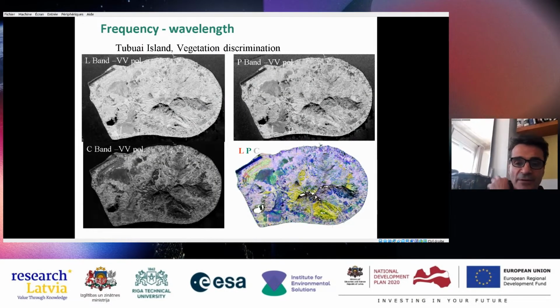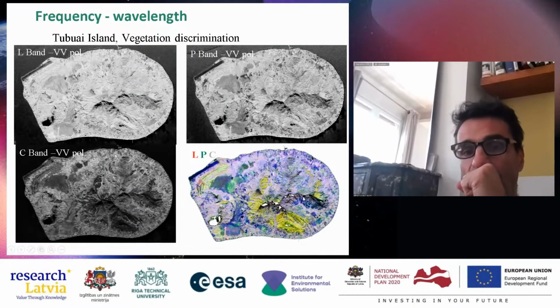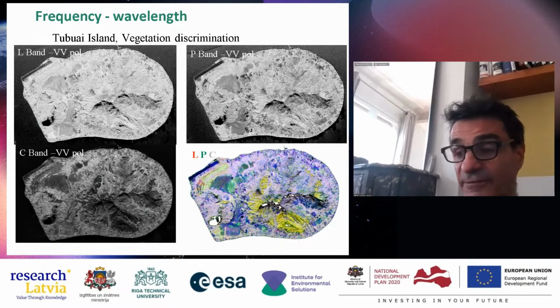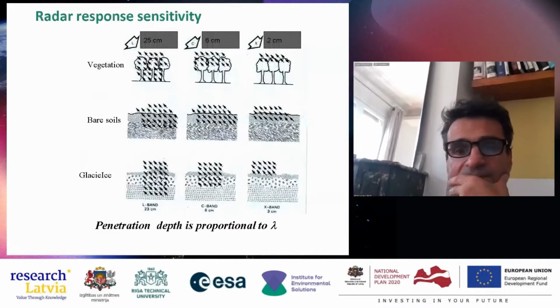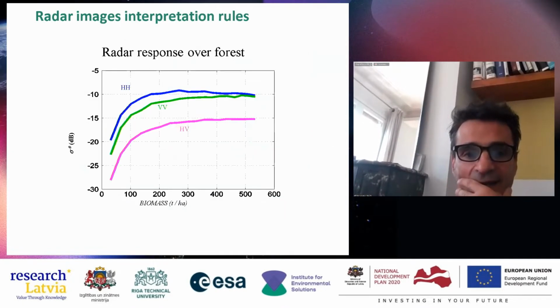The same French Polynesia island I showed you, but before it was just one wavelength and 3 different polarizations, and now it's one polarization, VV for all, and 3 different frequencies, wavelengths of 6 centimeters, 25, and 70 centimeters. And you can see also that these differences of penetration depth allow us to discriminate well between different forest types.